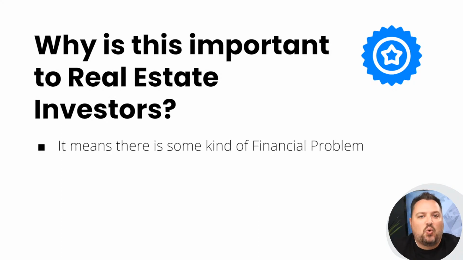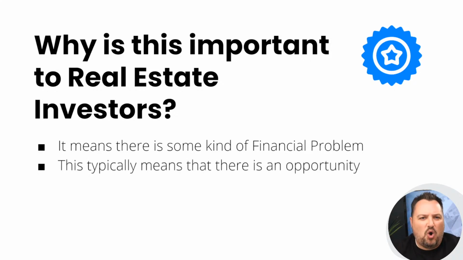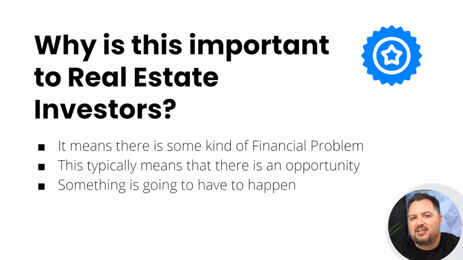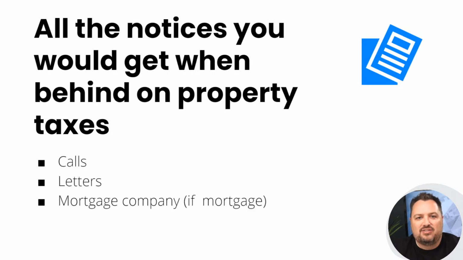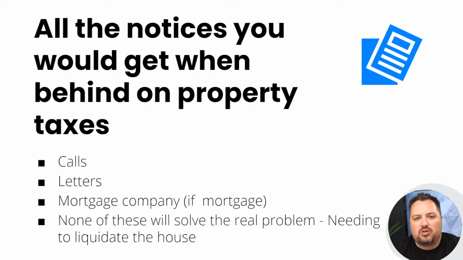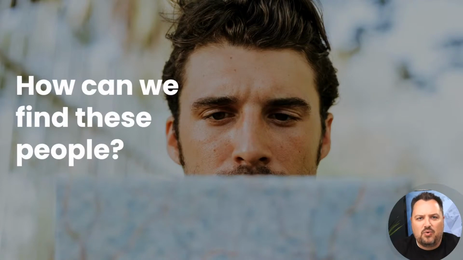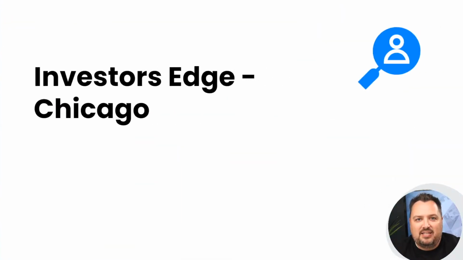So why is this important to real estate investors? It means that there's some type of financial problem happening there. This typically means that there's an opportunity. Something is going to happen. All the notices you could get when you're behind on property taxes, like calls and letters and from the mortgage company, if there is one, none of these will solve the real problem, which is they really just need to liquidate the house. So the question is, how can we find these properties?